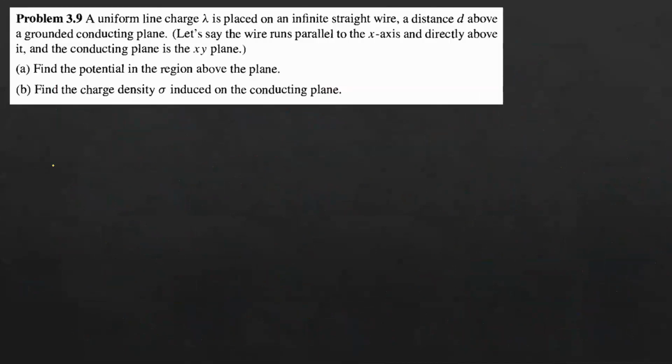Okay, next question. Uniform line charge lambda is placed on an infinite straight wire, distance d above a grounded conducting plane. Let's say the wire runs parallel to the x-axis directly above it. The conducting plane is the xy plane. Find the potential in the region above the plane. Find the charge density sigma induced on the conducting plane. First, you read the question 2-3 times, then only try to solve it.